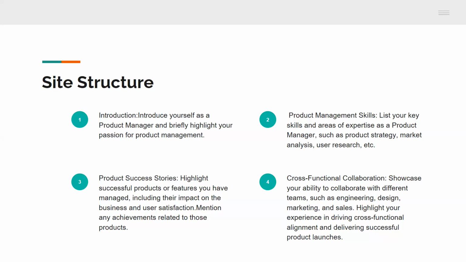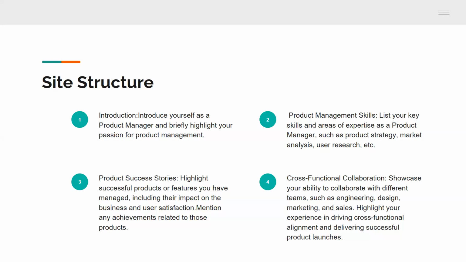The next thing is the product management skills. You need to list your core skills, the ones you are really good at. You don't need to mention all your skills. You can just highlight 5, 7, even 10 is still okay.